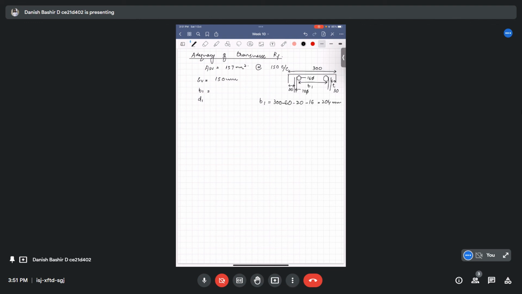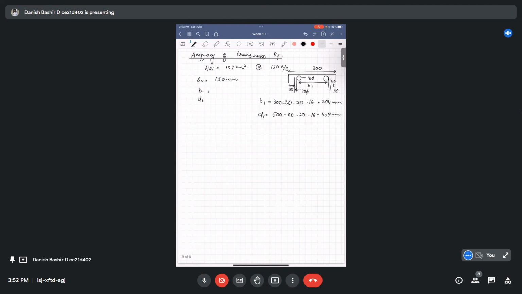Same calculation for d1. For d1, from the gross depth 500, you have to deduct the two clear covers, 60, the two diameters of stirrup, 20, and one bar diameter, 16. Okay, you will get it as 404 mm. Please go through these calculations yourself as well.